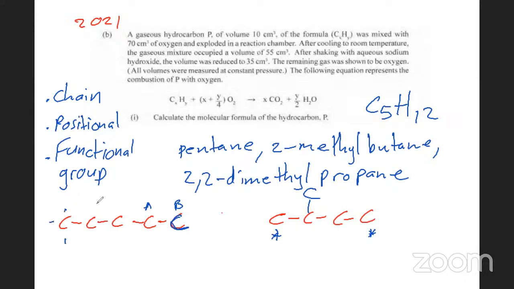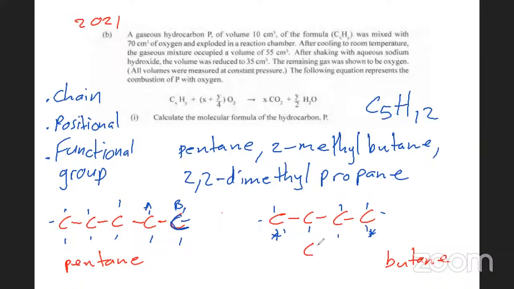Of course, you would put on your hydrogens, right? So this compound is pentane. And this one here, you have 4 carbon atoms in the chain, so that makes it butane. Move this carbon from here and put it below. So this would be your methyl group. You have a methyl group on carbon 2. So that would make it 2-methylbutane. So this is chain isomerism.